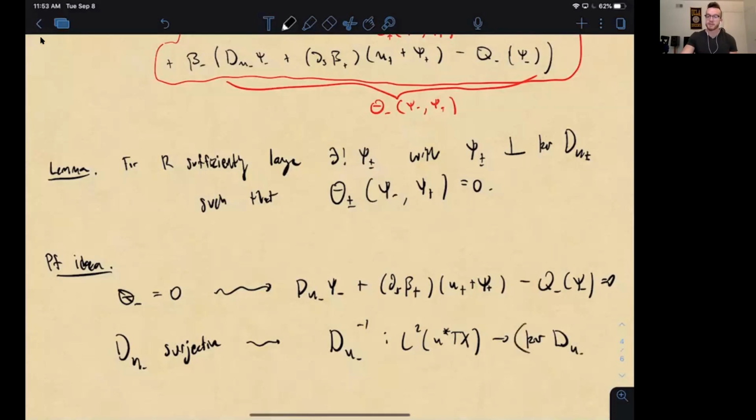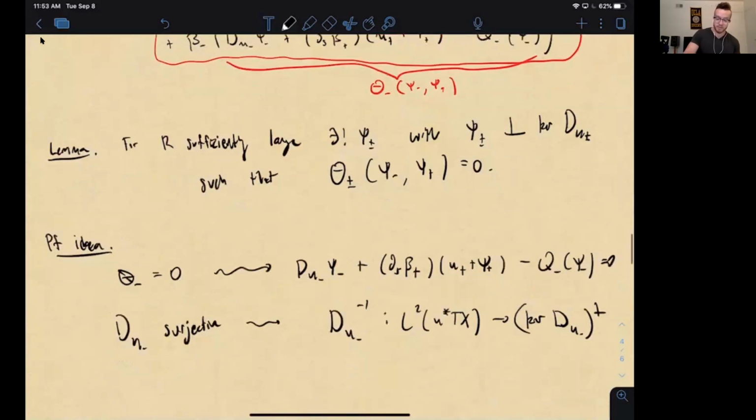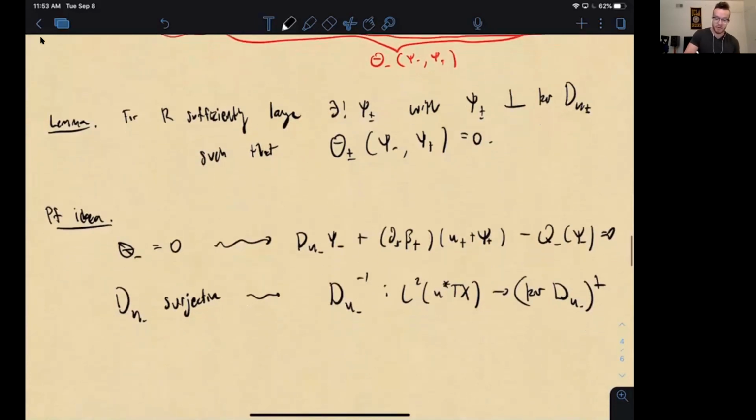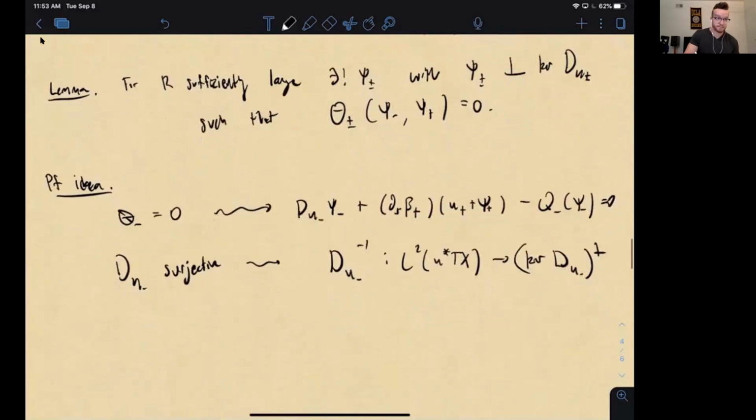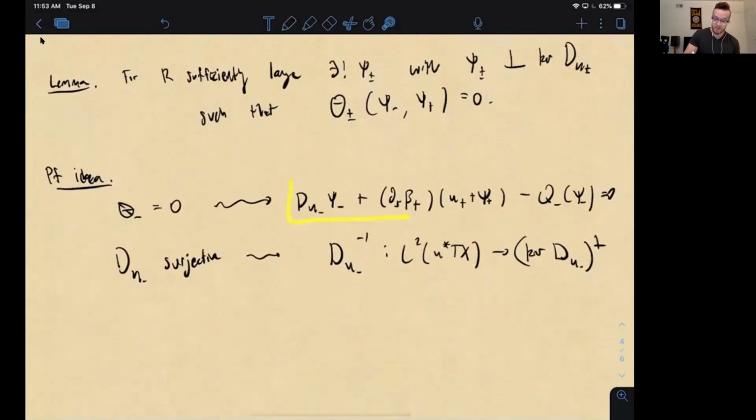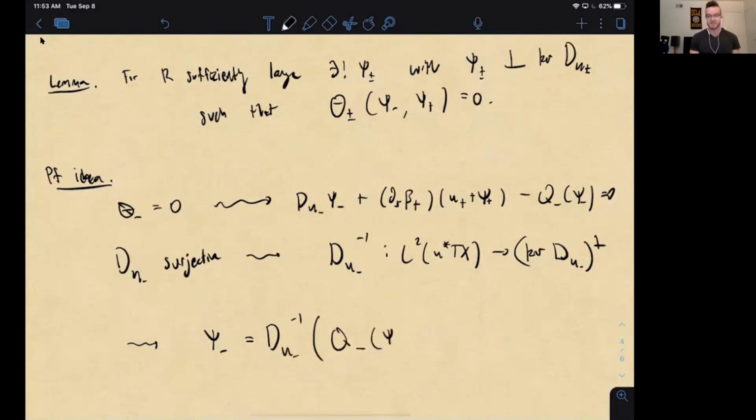And so using that inverse operator, I can rewrite this equation a little bit to get psi minus, this would be du minus inverse of, let's see, can I do this in my head? Q minus of psi minus minus the S derivative of beta plus times U plus plus psi plus.